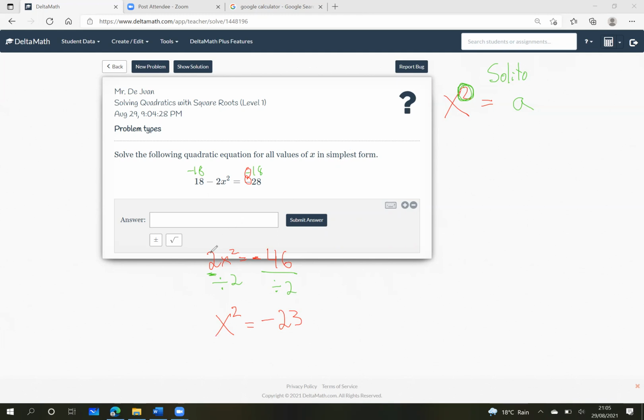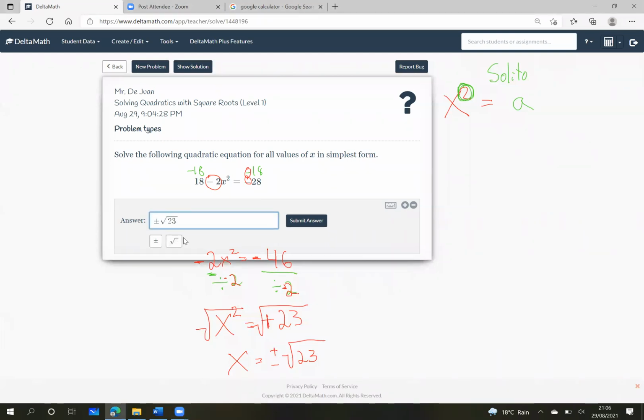Sorry, we're dividing by negative 2, not 2. Notice that we have a negative 2 here. My bad for not verbalizing that. So we have x squared equals 23. Take the square root on both sides, and x will be equal to plus or minus the square root of 23. And that's a prime number, so we know that it cannot go into anything else.